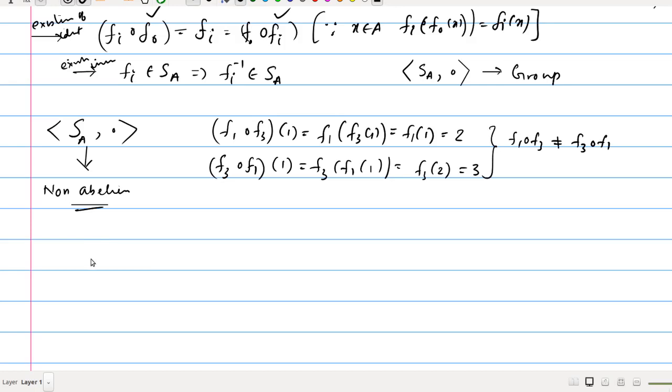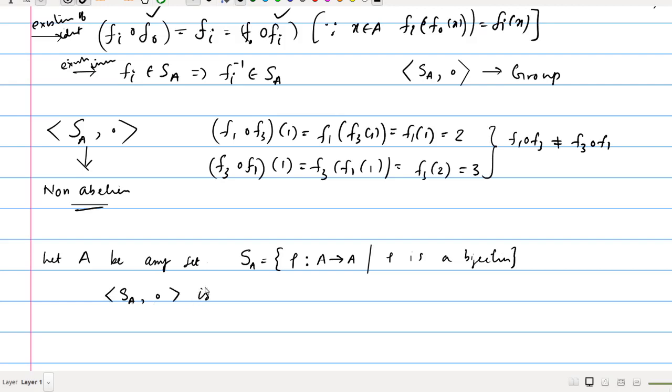Now we can generalize this. Let A be any set, then SA consists of the set of all permutations denoted by rho, where rho from A to A is a bijection. Then this SA along with the composition operation is a group called the permutation group.